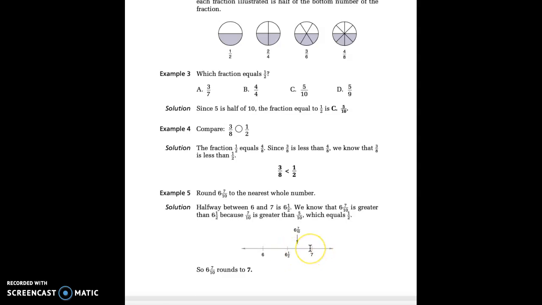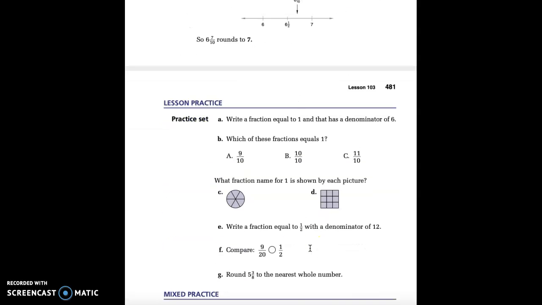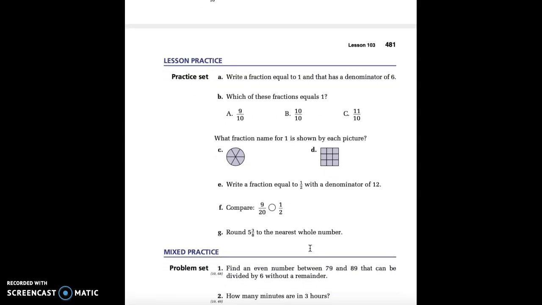All right, go ahead and do the lesson practice now. Make sure you have a parent or somebody check your work to make sure you're getting it, and then move on to the mixed practice.